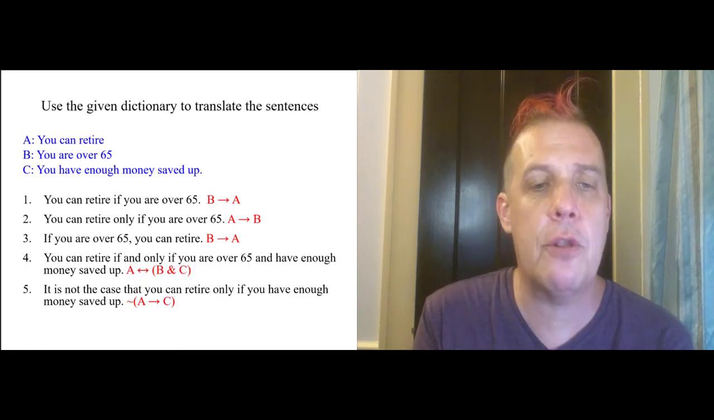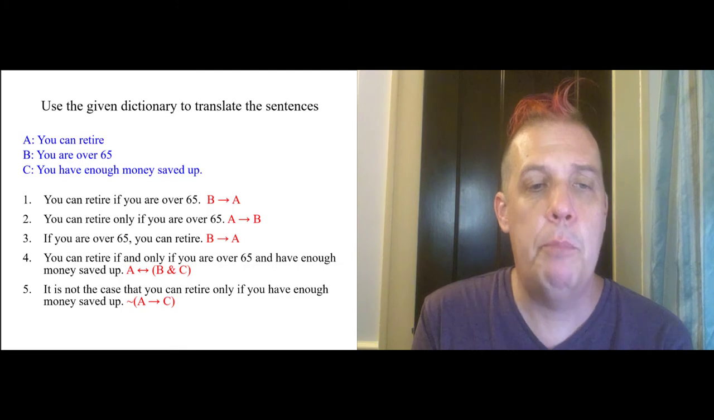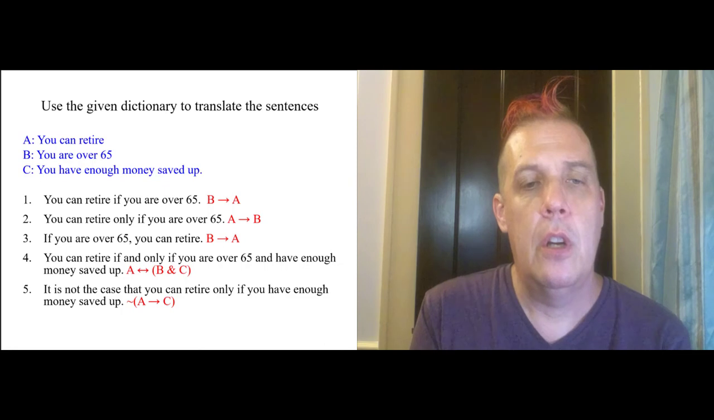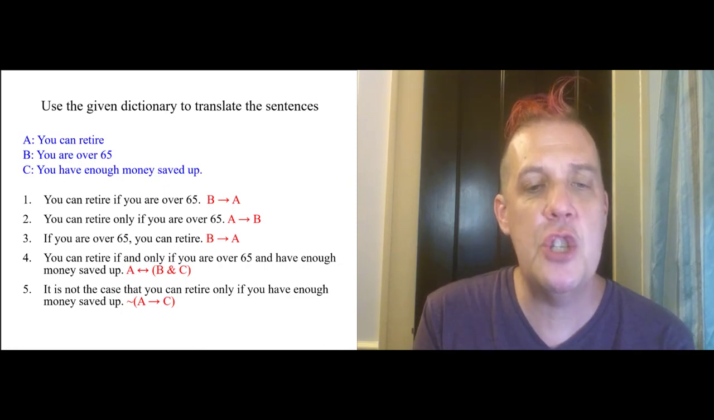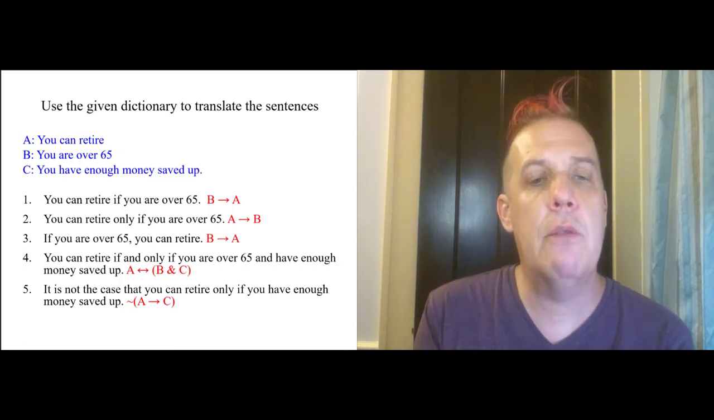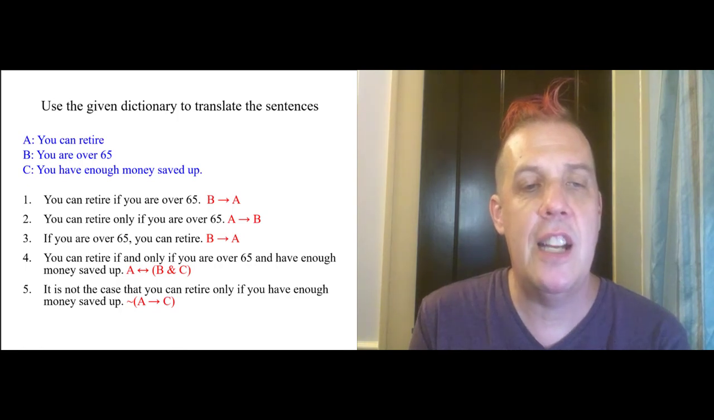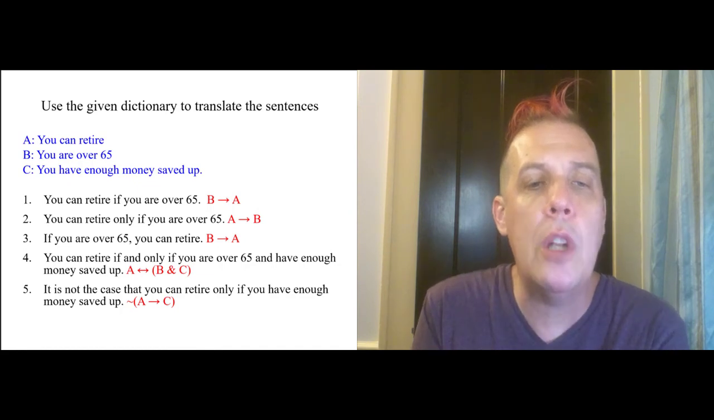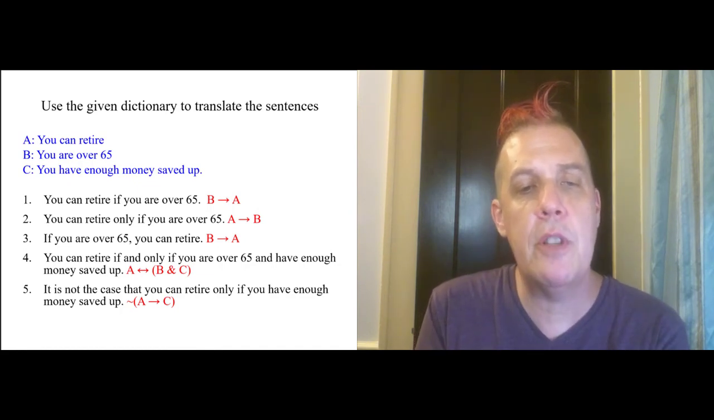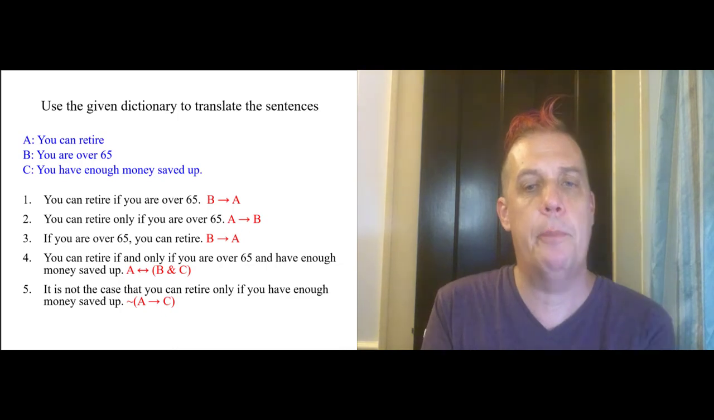The last one is a tricky thing to say in English, but it's actually easy to say in our symbolic language. You want to say that a conditional relationship does not exist. It is not the case that you can retire only if you have enough money saved up. There, you can retire only if you have enough money saved up is A implies C, and then the phrase, it is not the case that, negates the whole thing. So the placement of the parentheses are important there.